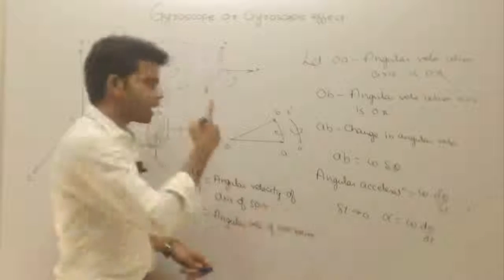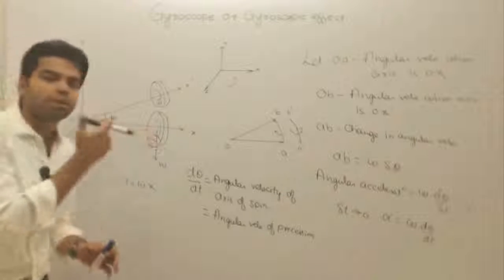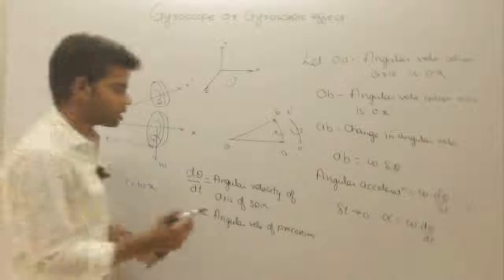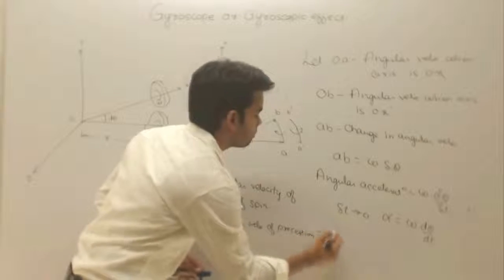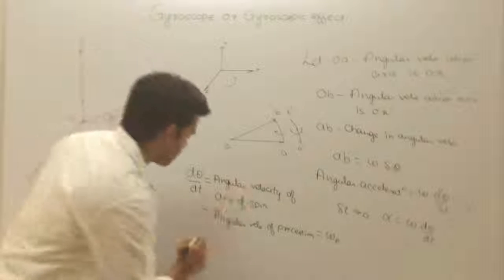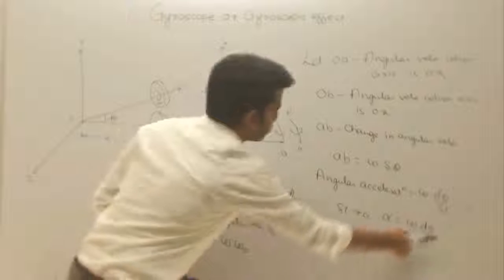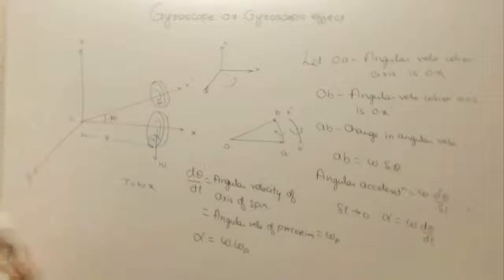And here this OY axis is nothing but the axis of precession, about which the axis of spin is rotating. That is the axis of precession. So, this is also called omega p. Getting this or not? Okay, so from here this alpha will be equal to omega into omega p, omega into d theta by dt. Getting this?